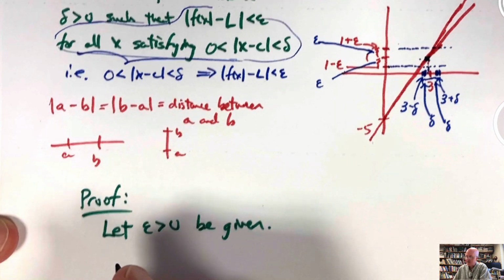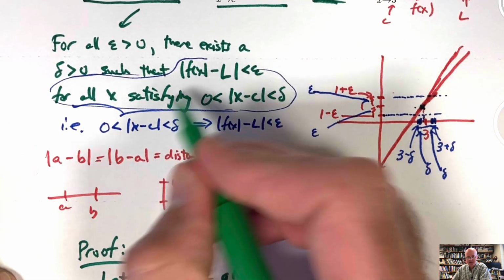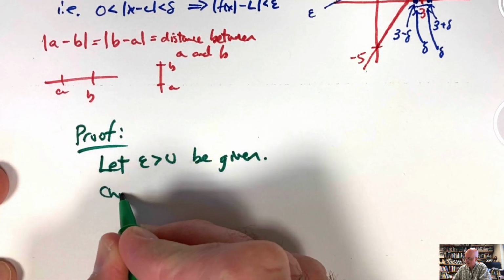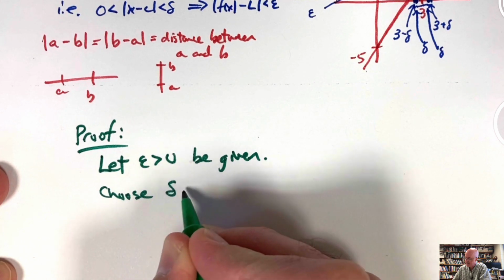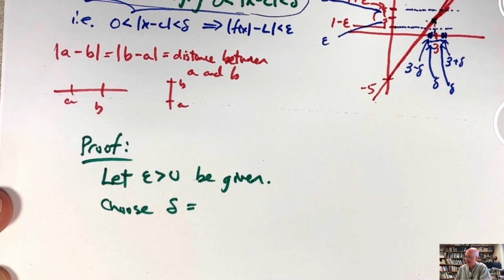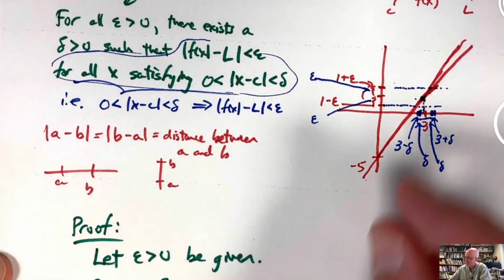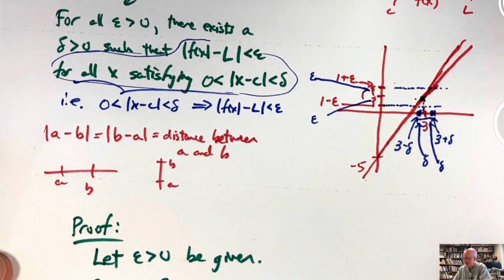We got to choose a delta. We need to show there exists a delta so that this clause is true. That's the hardest part. How do you choose delta? It is going to be a positive number. It's got to be related to epsilon. I mean, the smaller epsilon is, the smaller delta needs to be. How small should it be?